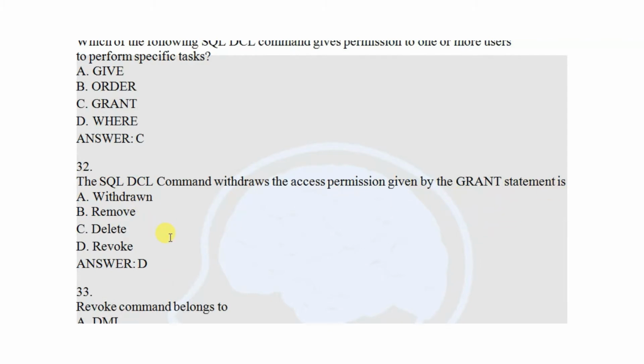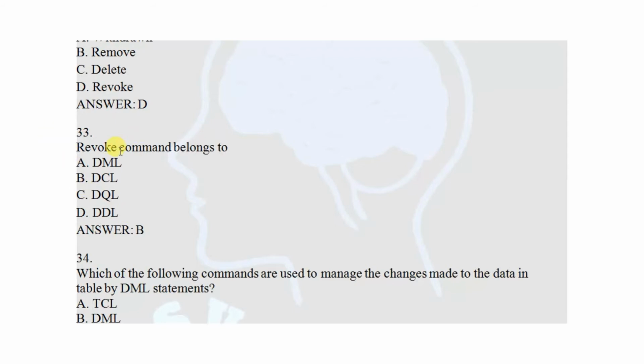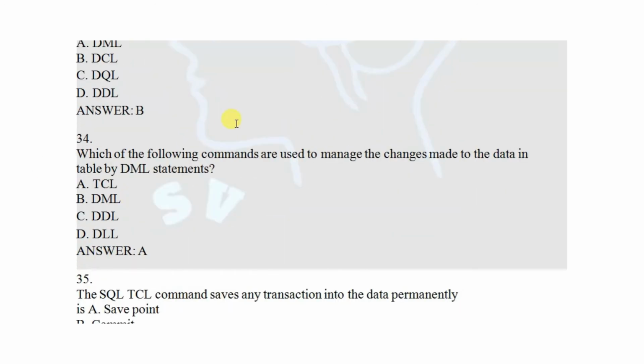Question number 32. The SQL DCL command withdraws the access permission given by the grant statement is, your answer is option D, revoke. Question number 33. Revoke command belongs to, your answer is option B, DCL.